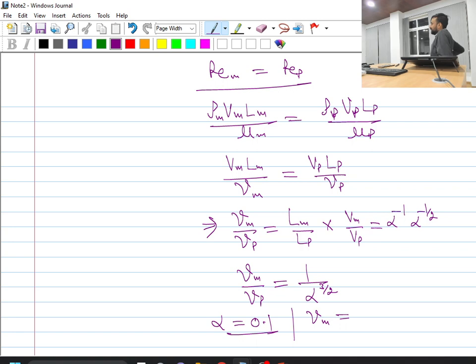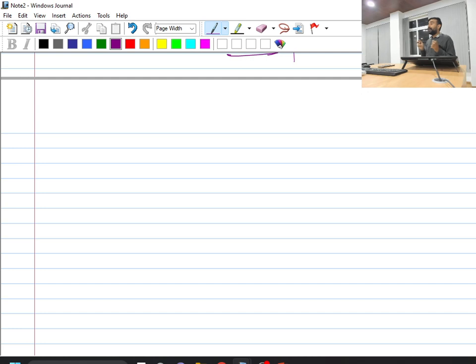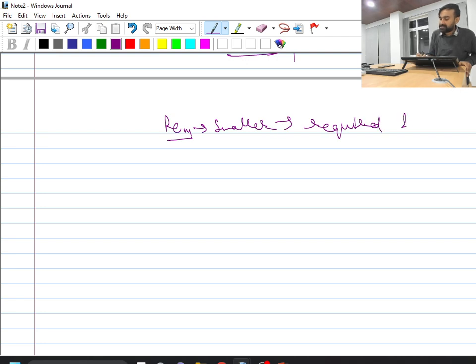So there are certain challenges. Because of that, whenever you do model and prototype analysis, you will find all the time that the Reynolds number of the model is actually smaller in comparison to what is required for ensuring dynamic similarity. Is this point clear?